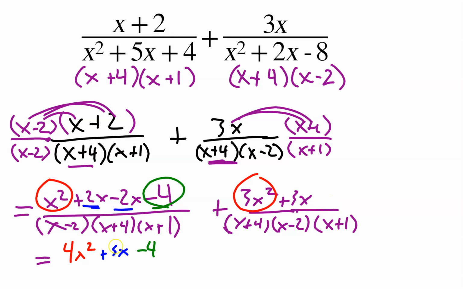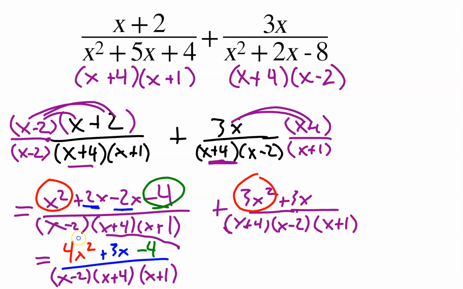And so my final answer is 4x squared plus 3x minus 4. And my denominator is all this stuff, which again, I'm just going to leave in factored form. There's no reason to multiply all that out. Okay, so this is a little more complicated, but not something we can't handle, hopefully.